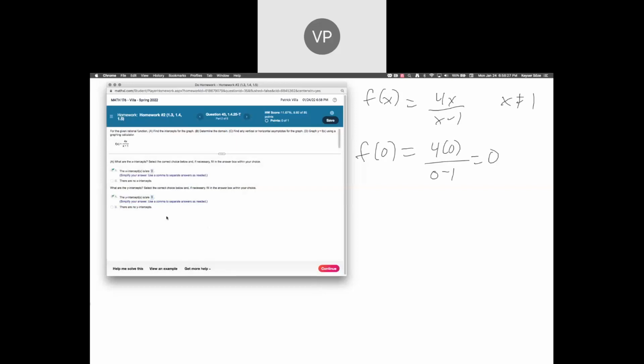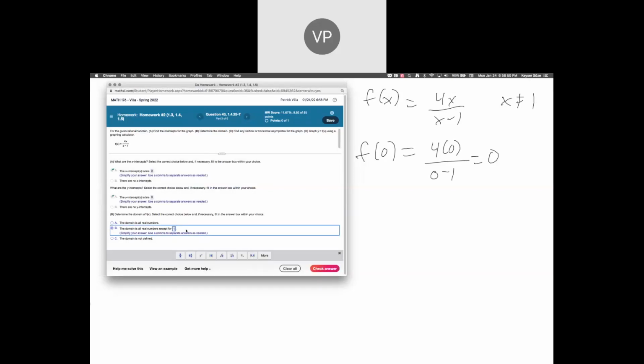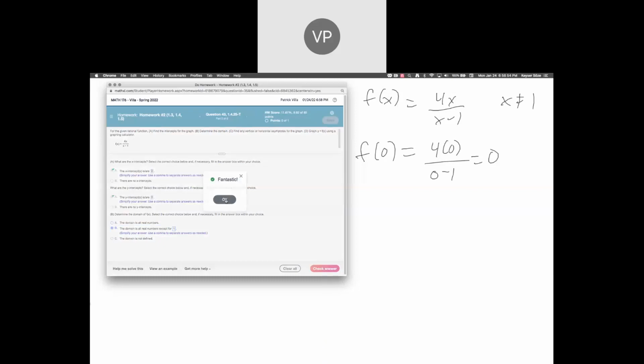They did ask us to graph this. Oh, here we go. Okay, I'm sorry, I've got a lot more to do. Determine the domain. Well, I already wrote that up here, if you recall. The domain is everything except for 1. So the domain is all real numbers, almost. The domain is not defined. Very rarely is that going to be the answer. It's usually going to be this one. It's going to be all real numbers except you can't have a 1. And if there's more than one, just put a comma and list them all.